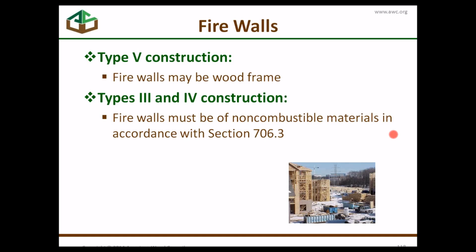And in type 5 construction, you can have firewalls of wood frame construction. Type 3 and 4, however, firewalls have to be non-combustible materials. And some of you may be thinking of the question, well, we know we're able to use fire retardant treated wood in exterior walls in type 3 and 4. How about firewalls? The answer is no. There's no provision in the code for using fire retardant treated wood in a firewall in type 3 and 4 construction.